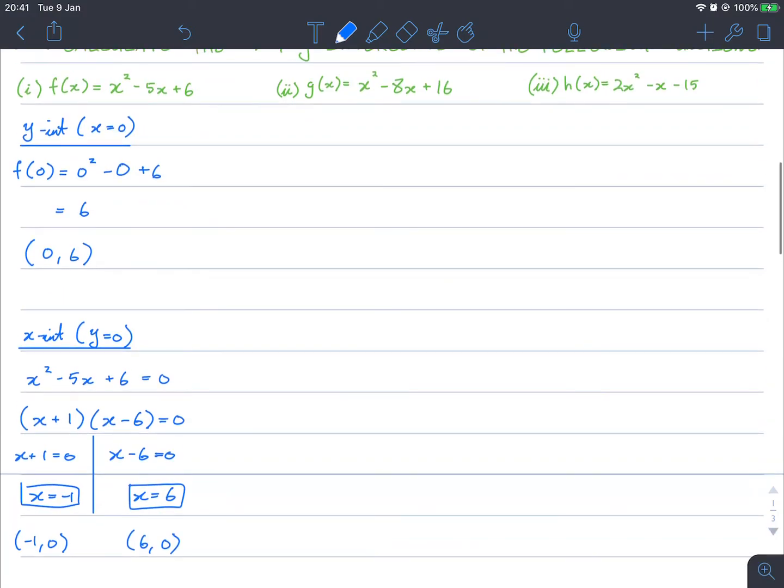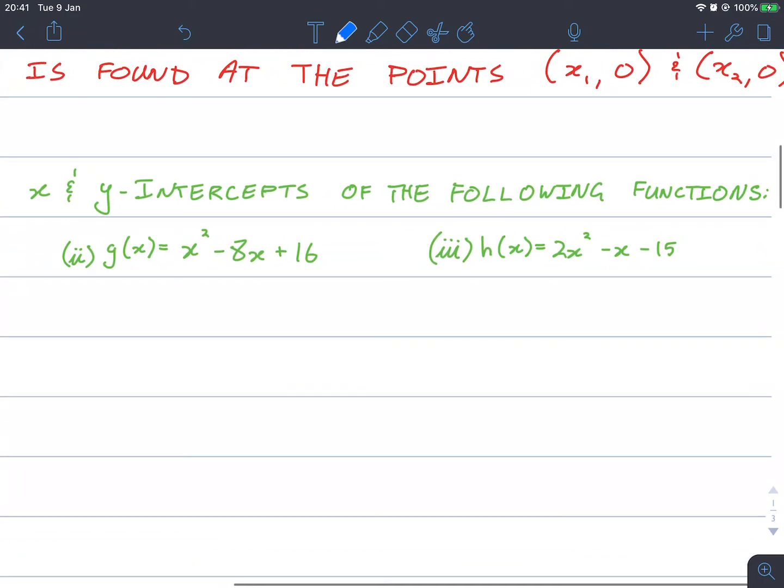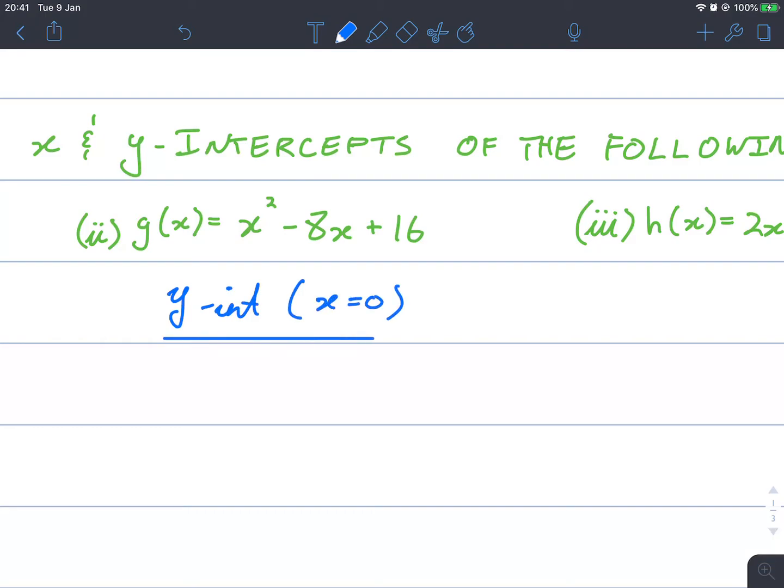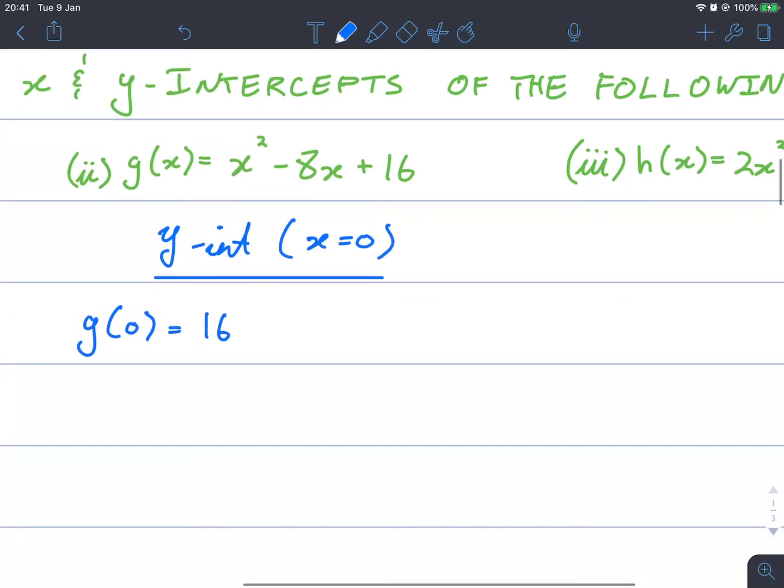Okay, let's move right along. Let's do another example here. Once again, let's find the y-intercept first. It's the easiest one. We let x equal 0. So g of 0 is going to be 0 squared minus 8 times 0 plus 16. I'm just going to skip everything because I know g of 0 is going to be 16. So my y-intercept is at 0, 16.